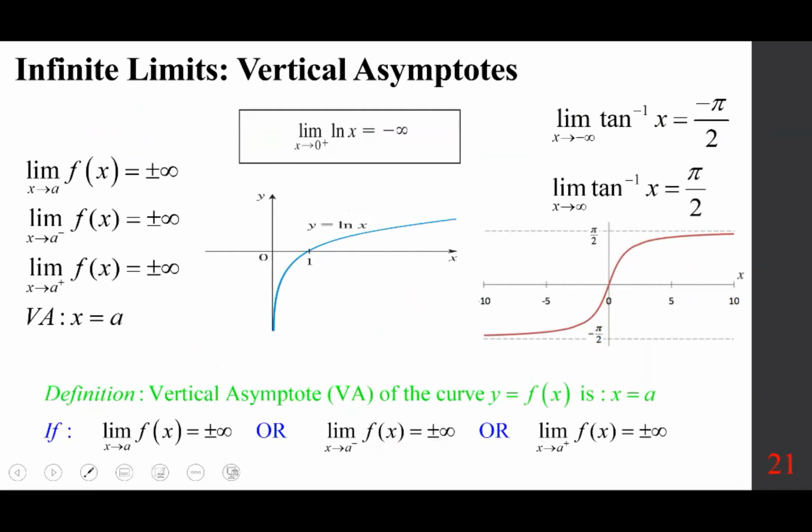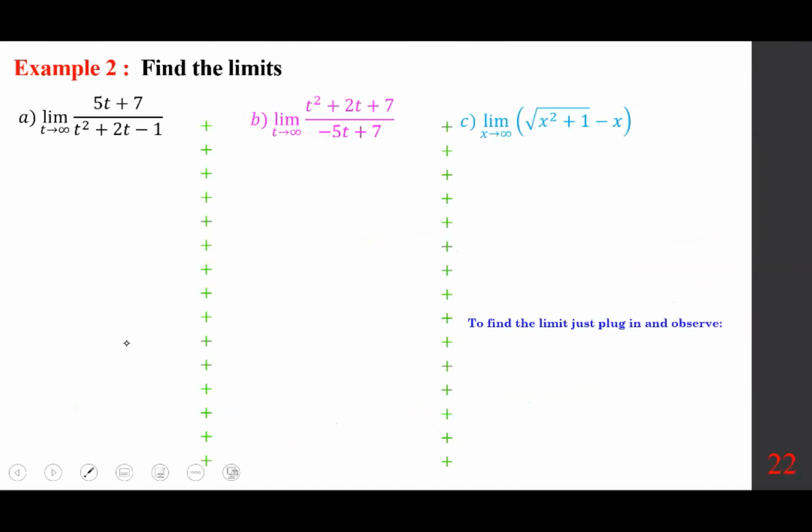The concept of a vertical asymptote was discussed. If you take a limit of f of x as x approaches some number either from the left or right, and it blows up to negative or positive infinity, x equals a is a vertical asymptote. Tan inverse is an example which has two horizontal asymptotes, y equals pi over 2 and y equals negative pi over 2. So the definition of a vertical asymptote is that the limit of f of x as x approaches a, plus or minus infinity, or a from the left or a from the right, then x equals a would be the asymptote. So those are some definitions.